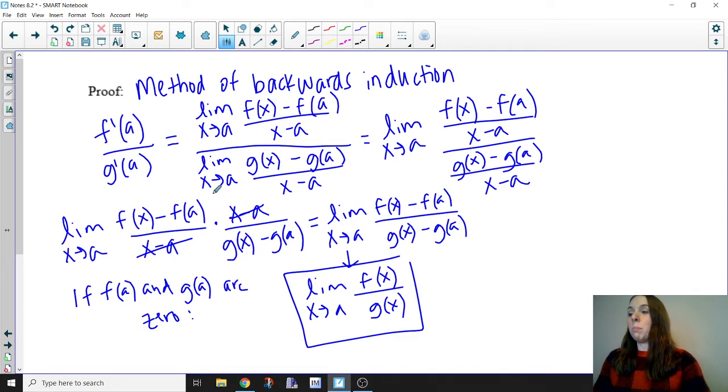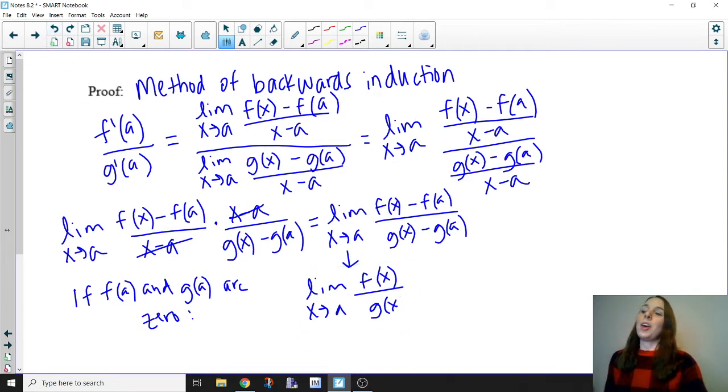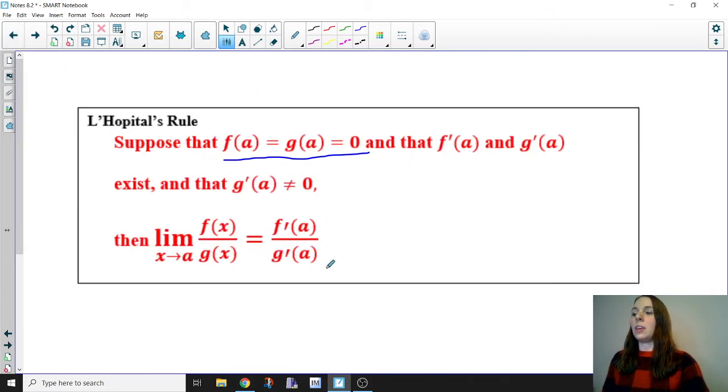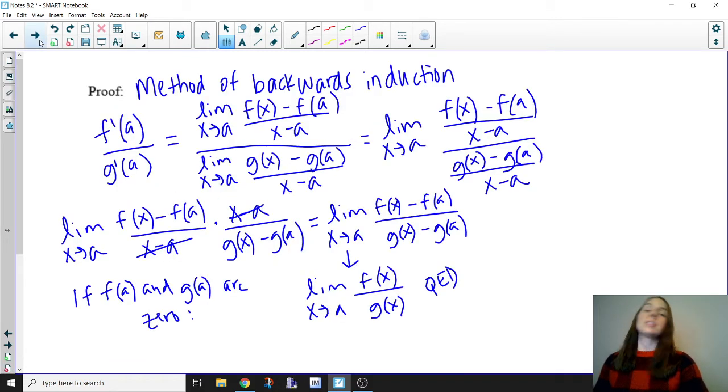I don't know why I really put a box around that. It's not an answer. There's all sorts of ways that we can show that we've done the proof. We could write QED, but what we just did here was we took the f prime of a over g prime of a. We manipulated it to show that if we have f of a and g of a equal to 0, or in other words, 0 over 0 for this limit, then these are the same thing. And that is proving that we can use this little rule called L'Hopital's Rule to evaluate limits of an indeterminate form of 0 over 0.